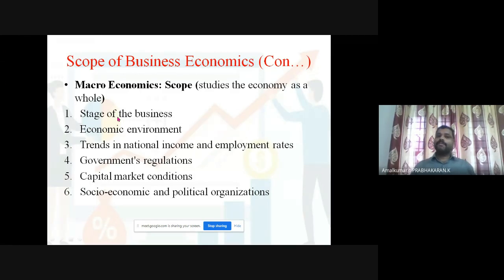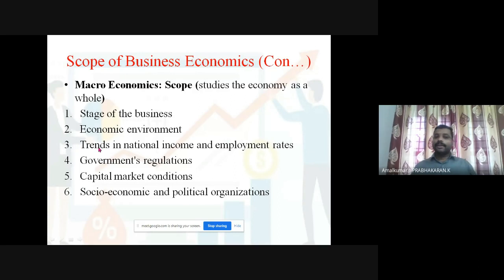So this is another scope. To identify the stage of the particular business, or the business cycle of the particular business, we need the macroeconomic theories. Then the second one, the economic environment. We want to identify the economic environment, the economy as a whole. We want to know the economic situation of the whole country. We need the macroeconomic theory. So it is a macroeconomic scope for business economics.